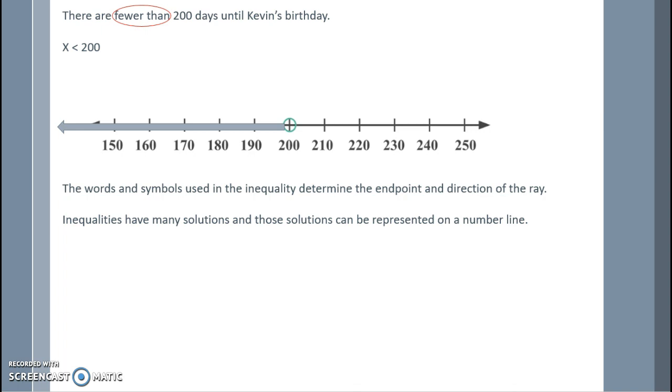The words and symbols used in the inequality determine the endpoint and the direction of the ray. Inequalities have many solutions, and those solutions can be represented on a number line.